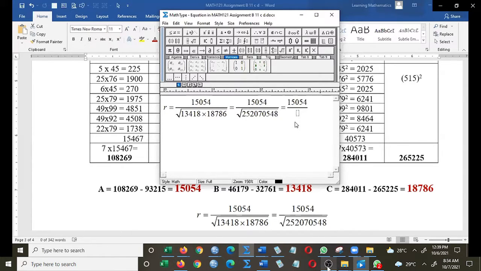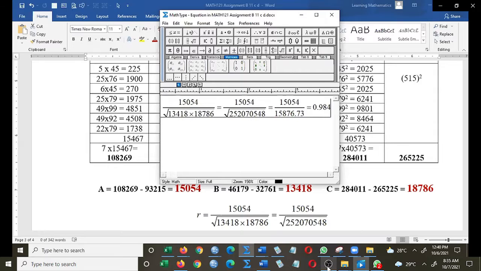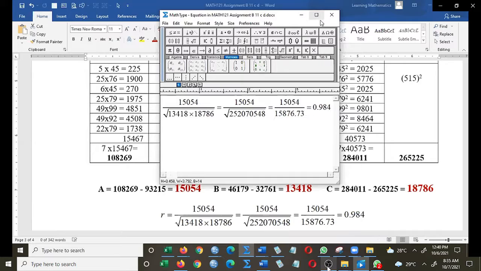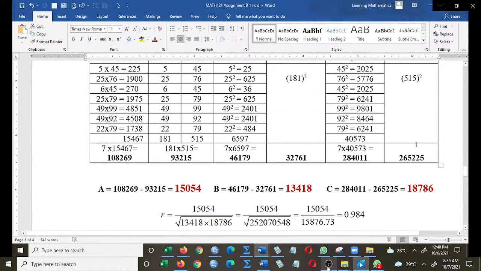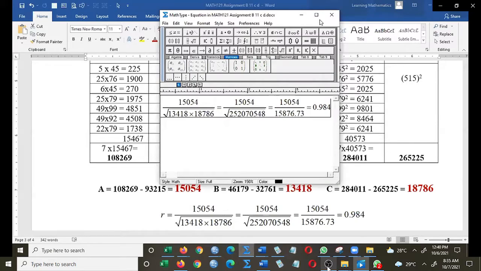So what's the square root of this number? There was a 25 million. 15876. Put it to 2 decimals, please. 0.73. Okay, so the denominator must be greater than the numerator to get a 0 point. Are we getting 0.984? Yes, sir. So we're on the right track.